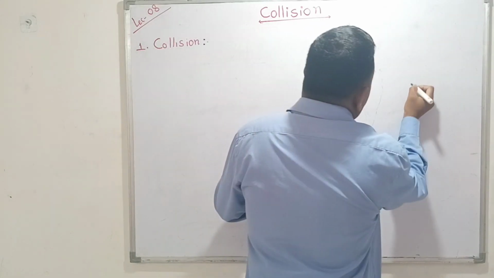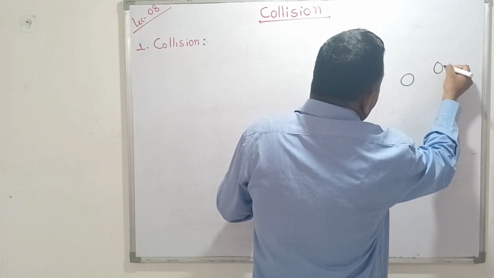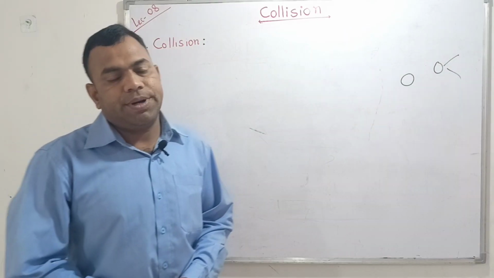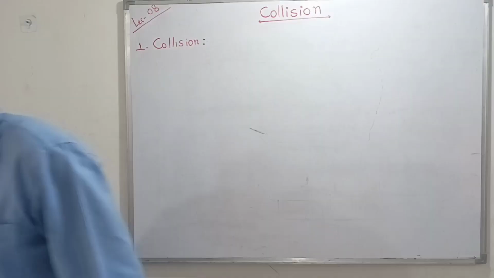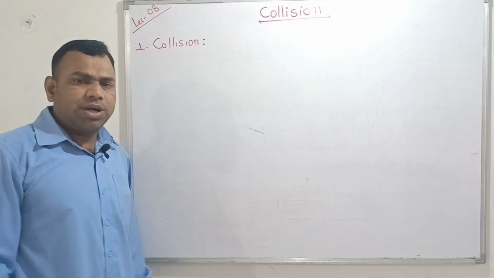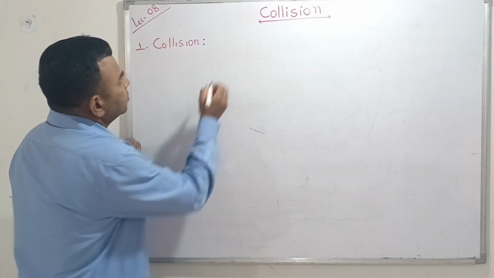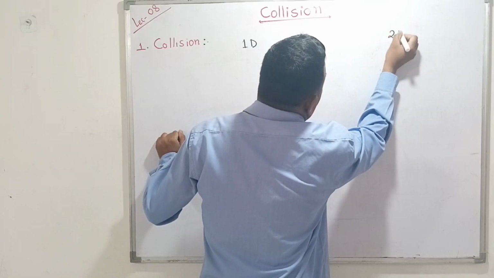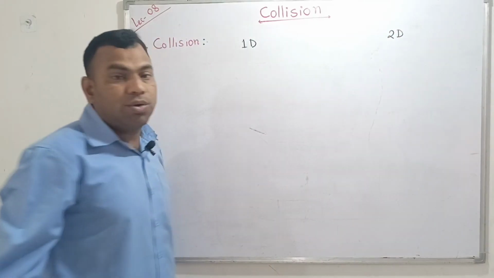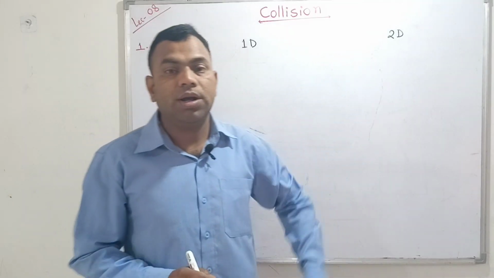In carom board, what happens? One mass collides with the other mass, and they move in different directions. This type of phenomenon is called collision. How many types of collision are there? There are two types of collision: one dimensional and two dimensional, for example, 1D and 2D. One dimensional collision is also called head-on collision, and two dimensional is called oblique collision.